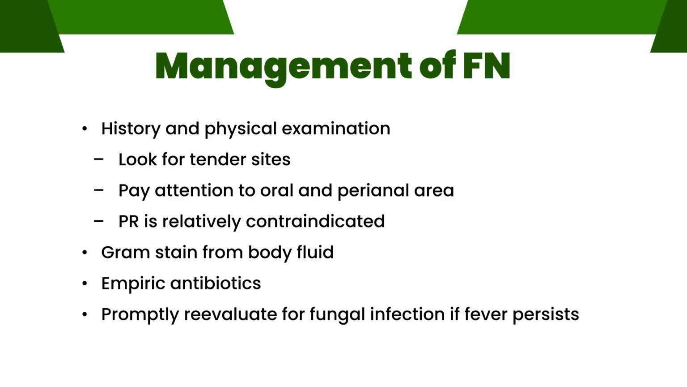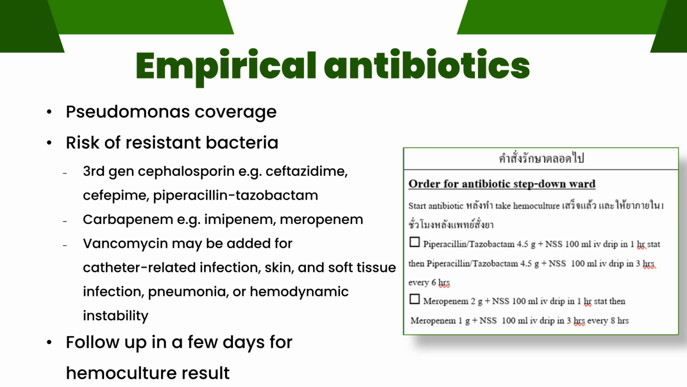Management of febrile neutropenia involves a history and physical examination, attention to oral and perianal areas, and gram stains. Empiric antibiotics are given, and patients are promptly reevaluated if fever persists. Empirical antibiotics should cover Pseudomonas and address the risk of resistant bacteria. Options include third-generation cephalosporins or carbapenems. Vancomycin may be added in specific situations, and follow-up hemoculture is needed.